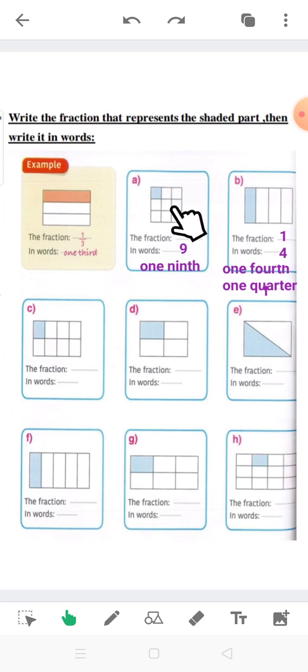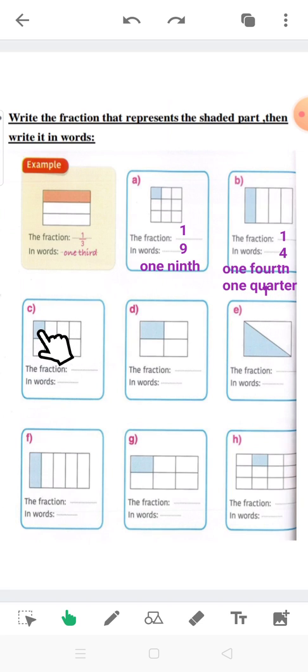Here we have how many colored parts? Only 1. I put it on the top part, or the numerator is 1. All of the parts, if we count, we find 9. So it's one ninth. Okay, here we have how many shaded parts? Only 1. I write it in the top part. All of the parts are 4, so it's called one fourth.